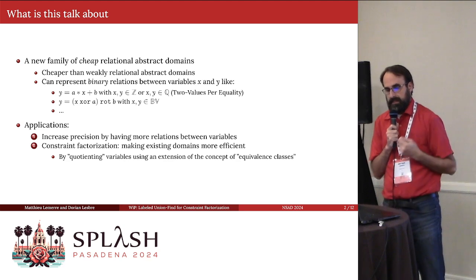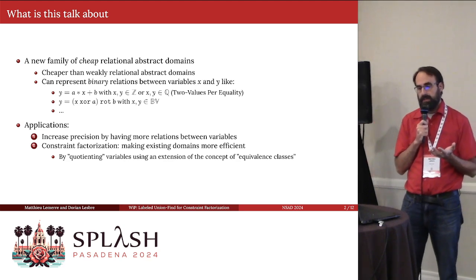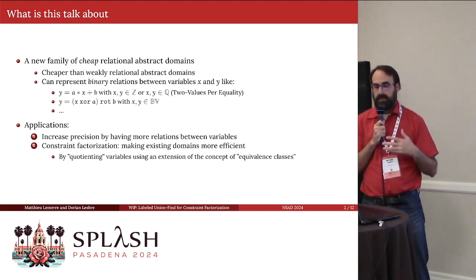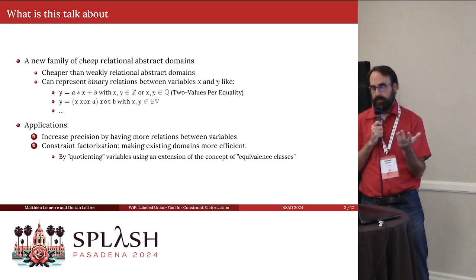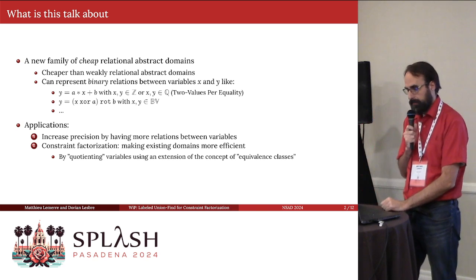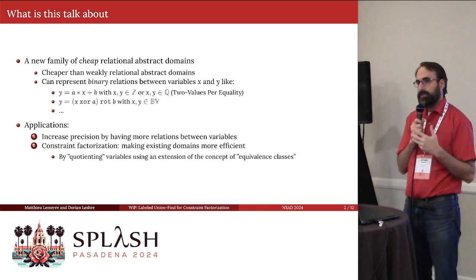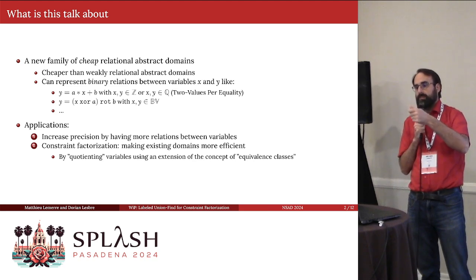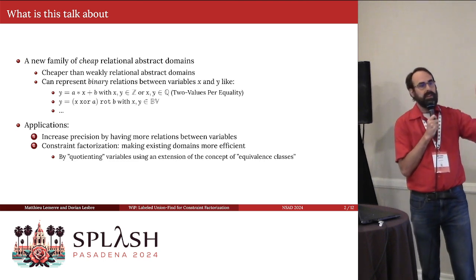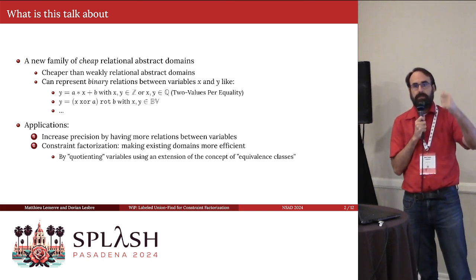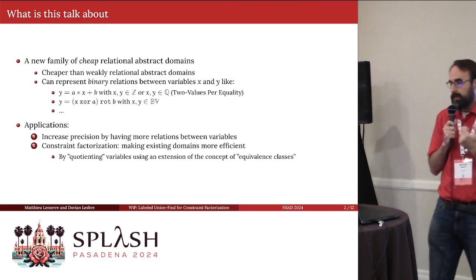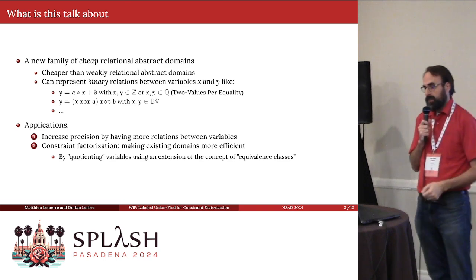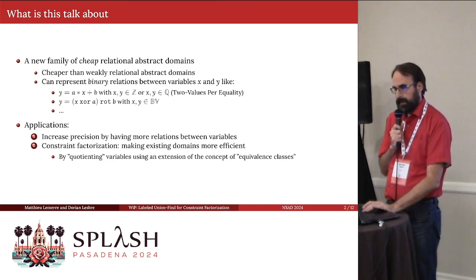So we think there are two main applications of this domain. The first is natural, is to increase the precision of your abstraction by having more relations between variables than if you had just a non-relational domain. And the second application is what we call constraint factorization. It is the idea that you can make existing domains more efficient by grouping variables together, so that you will have fewer variables in your abstract domains, and that way your abstract domain will be more efficient. So this was a summary.